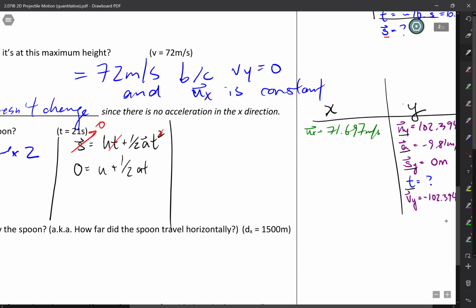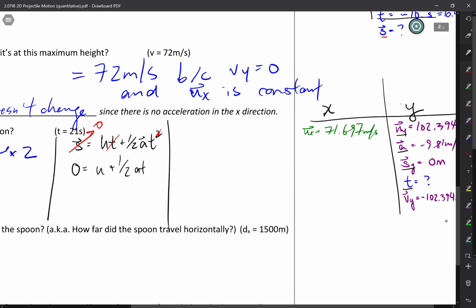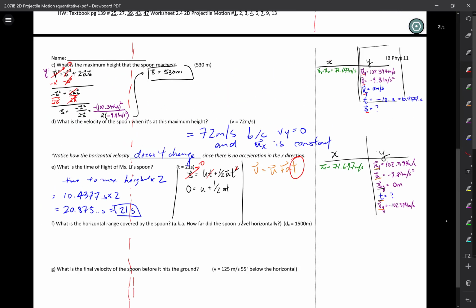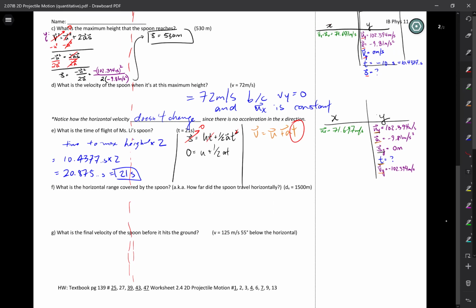You can do that one yourself. And then you can also do this other one, which uses final velocity, time, acceleration, and initial velocity. And this one you can use v equals u plus at and just solve for t. So those are many ways you can do the same problem. And of course, they're all going to give you the same time, which is 21 seconds.